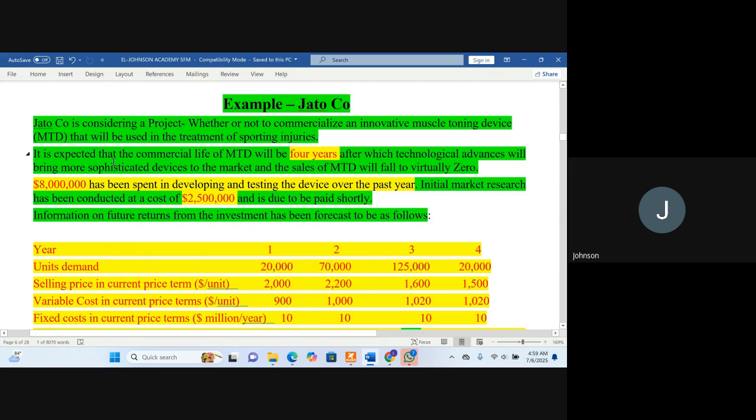It is expected that the commercial life of MTD will be 4 years. So you can see that 4 years, I've highlighted it. Most times when you are doing an exam, when you have a paper, just get a pen and at the side here, just write the number of years, like NY, number of years of the project.